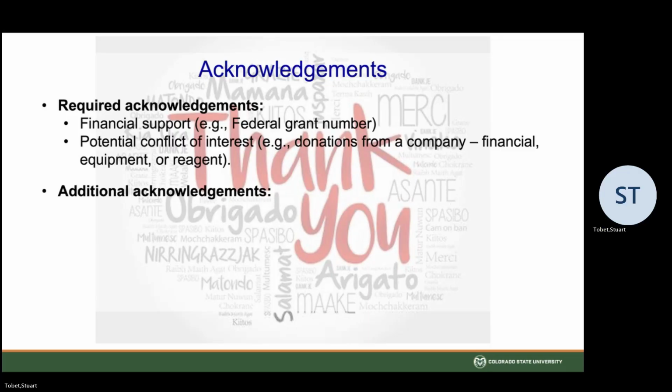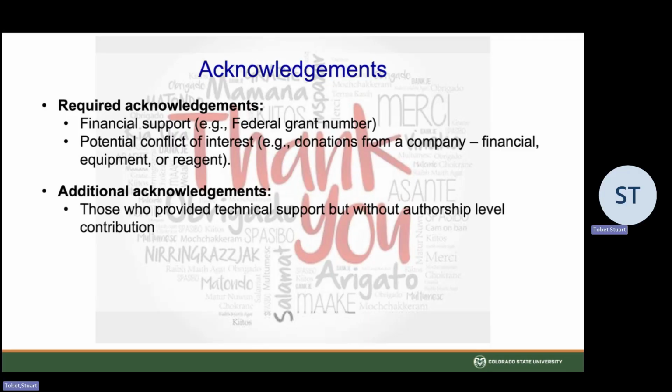Additional acknowledgments: you need to put people in that are technical support, but without authorship level contribution. So remember earlier in this module, I talked about authorship being one of the most important conversations you'll have. That authorship level should be for only people that contribute in a scholarly way to the work that was done, not simply doing something that you told them, but contributing to the scholarship that was in the paper.